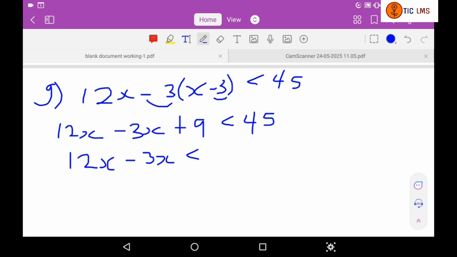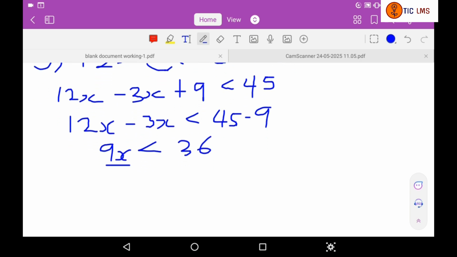Less than 45 minus 9. Here we have 12x minus 3x. That gives us 9x. Less than 45 minus 9. That gives us 36. Divide both sides by 9. And then you have x less than 36 divided by 9. That gives us 4. So what are the values that are less than 4? Yeah, you're right. So we have 3, 2, 1, and so on and so forth.